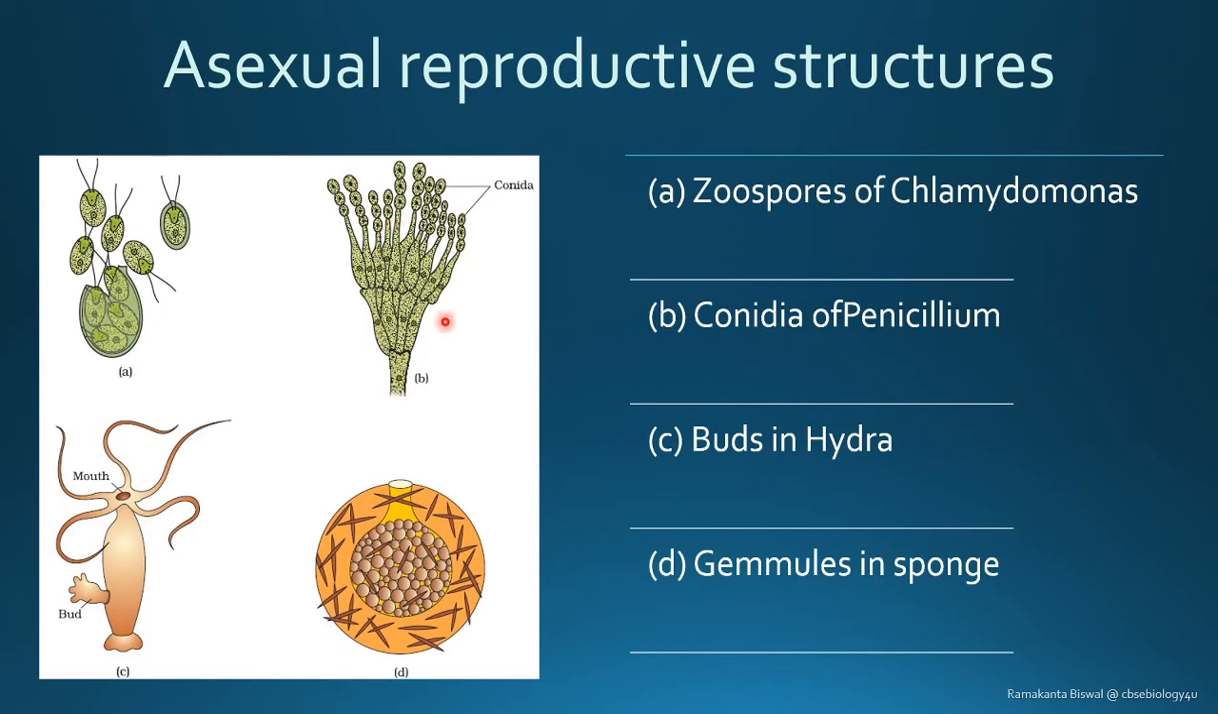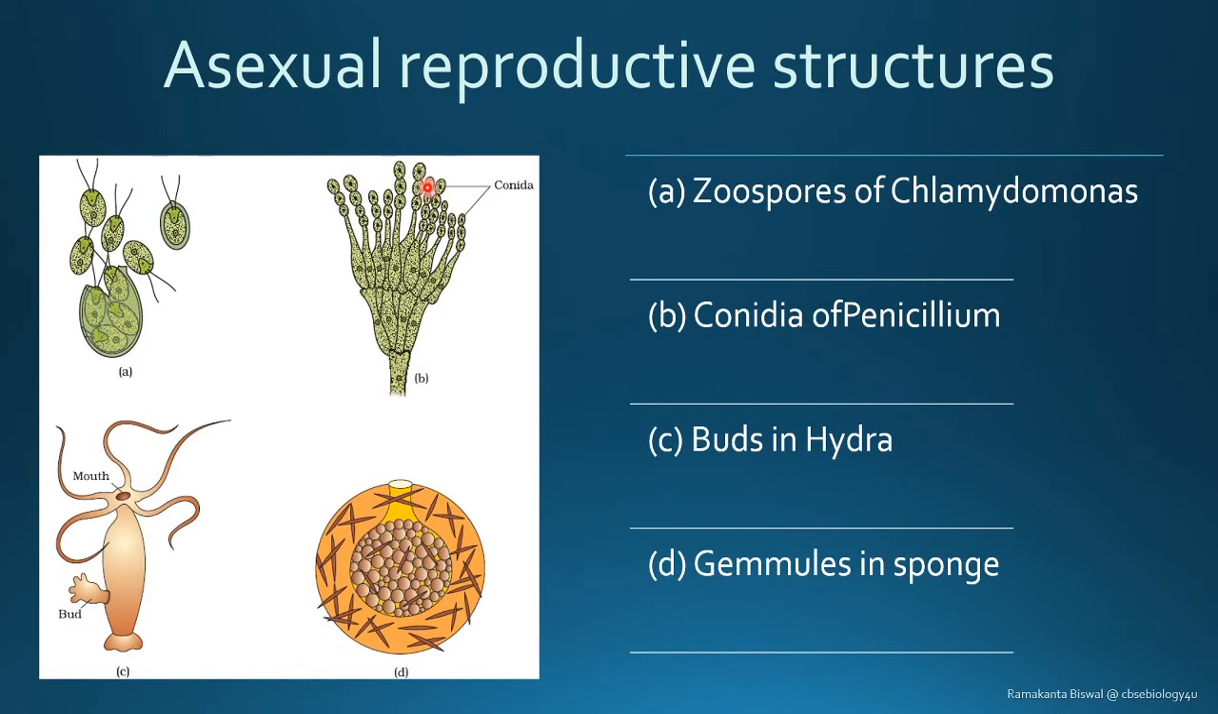Penicillium, you might know about the antibiotic Penicillium notatum. The first antibiotic was actually discovered from it, extracted from Penicillium. It is a fungus, and it reproduces asexually through the formation of these specialized structures called conidia. Again, the conidia are formed in a chain, in a bud chain structure that is called a chain of conidia.